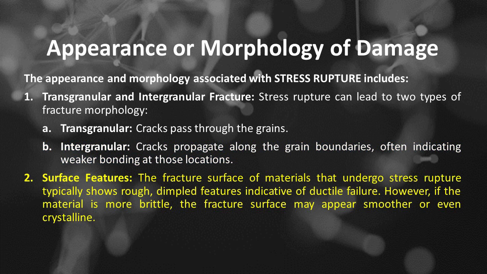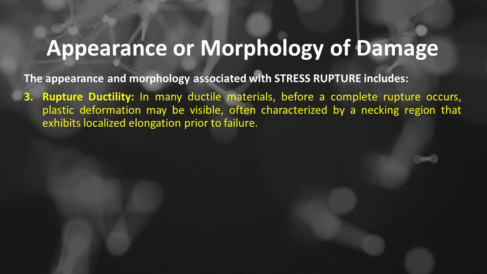Number 2 is surface features. The fracture surface of materials that undergo stress rupture typically shows rough, dimpled features indicative of ductile failure. However, if the material is more brittle, the fracture surface may appear smoother or even crystalline. Number 3 is rupture ductility. In many ductile materials, before a complete rupture occurs, plastic deformation may be visible, often characterized by a necking region that exhibits localized elongation prior to failure.